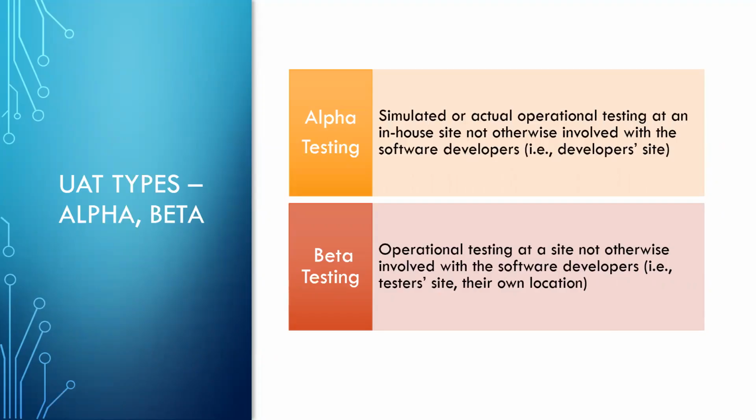Alpha testing is done in-house, in the sense at our company in the different locations. But beta testing is site testing. In site testing, a completely different set of people will be involved.